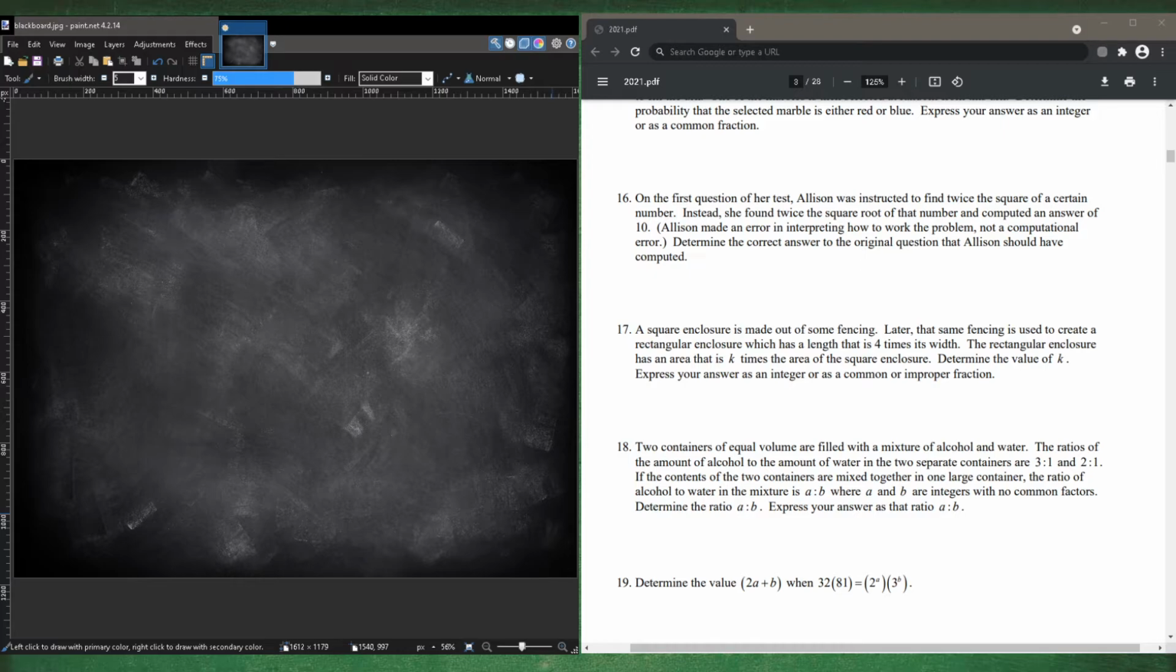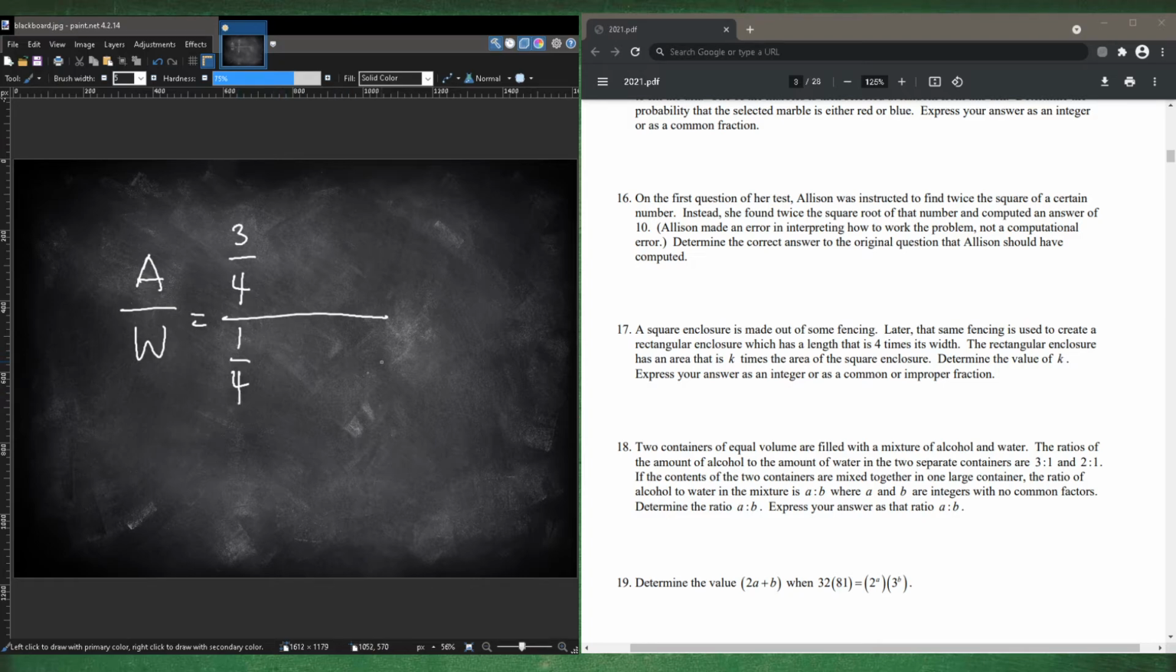Okay, so since there are two containers of equal volume, that means you just need to work with proportions. So we just need to find the total proportion that's alcohol, divided by the total proportion of water. So that's our A to B. For our first container it's 3 to 1, so that's alcohol to water. So 3 plus 1 is 4. So out of 4 of them, 3/4 are alcohol. And 1/4 is going to be water.